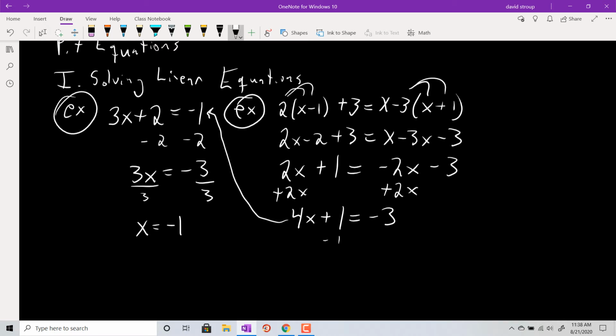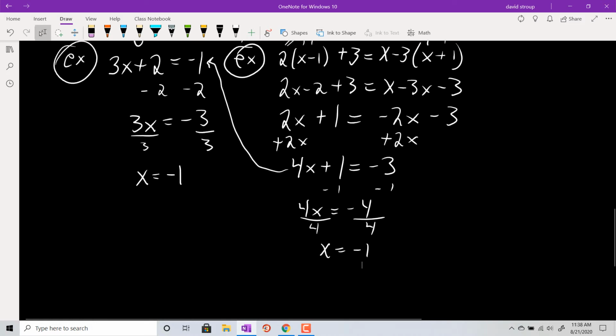Okay, so move the 1 over. Divide by 4. And there's our solution. Okay. You're supposed to check these, but honestly, if you didn't do anything, as long as you didn't make any mistakes, you're good. Okay. You can check it. It's not a bad habit to have.